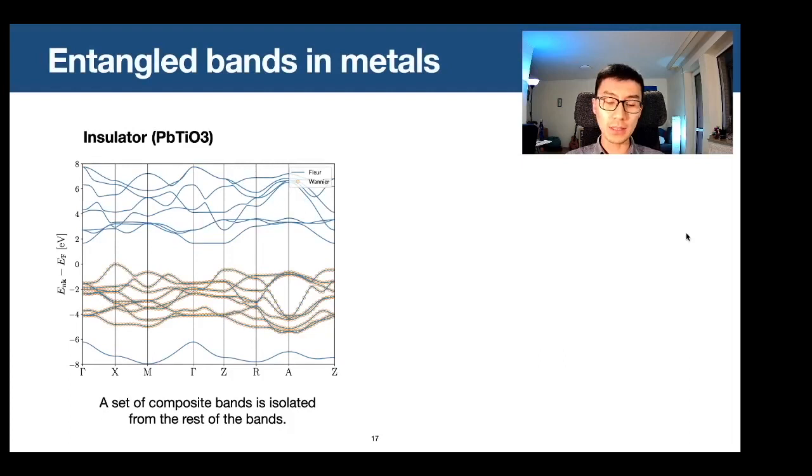Okay, so far we have dealt with insulators, but in the previous example we dealt with BCC iron, which is a metal. In metals, things are a little bit more complicated. First, let's have a look at insulators. For insulators, we have no problem because the set of composite bands in this window is isolated from the rest of the bands. So it's quite straightforward. We start from, in this example, 9 Bloch functions, and at the end of the calculation, we obtain 9 Wannier functions.